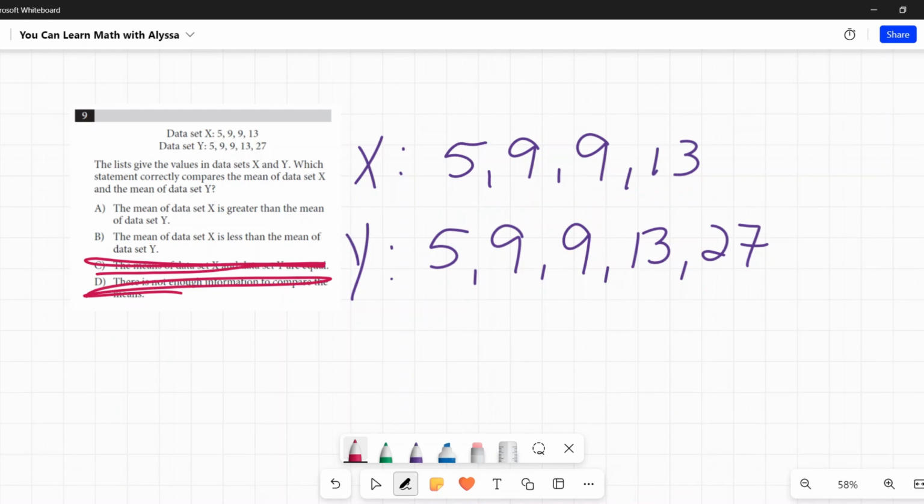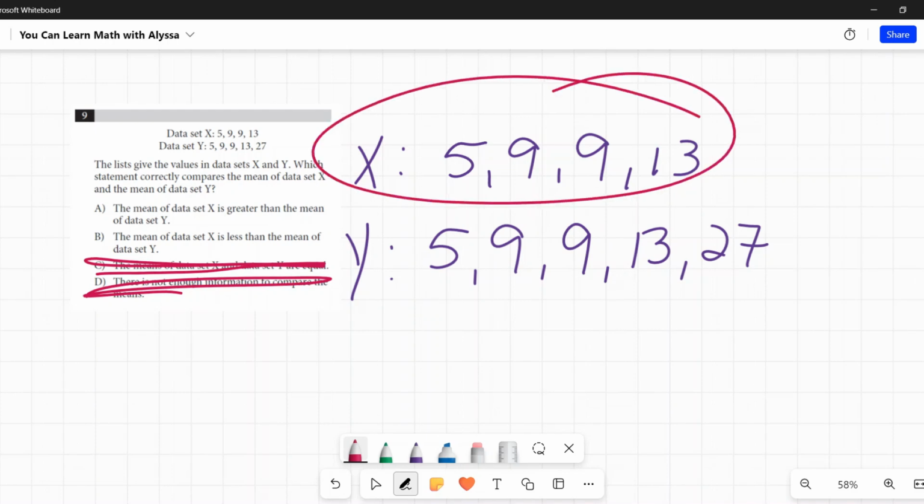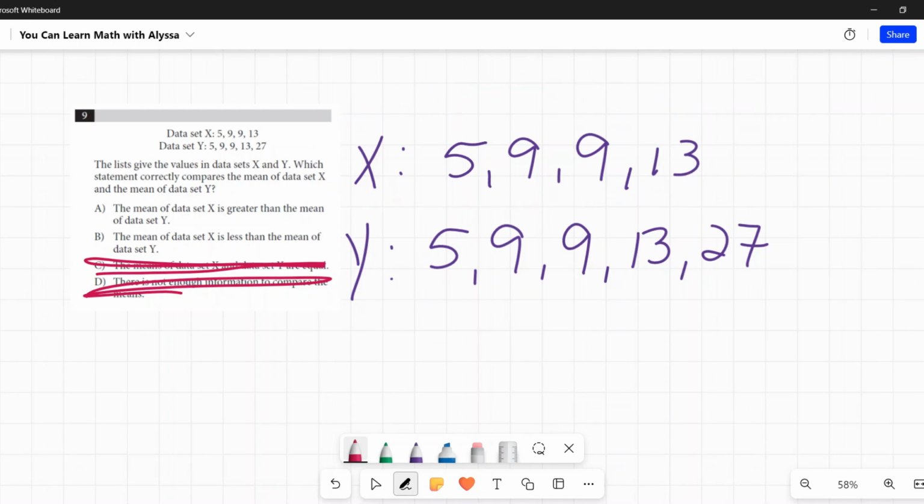So we're just wanting to know if it's greater or less than. If the mean of the data set X is greater than or less than the mean of this, the only difference is this number 27. Because 27 is larger than the other largest number, 13, it is going to raise the average. Always. Higher numbers raise the average. If the difference was a number down here, it would lower the average.